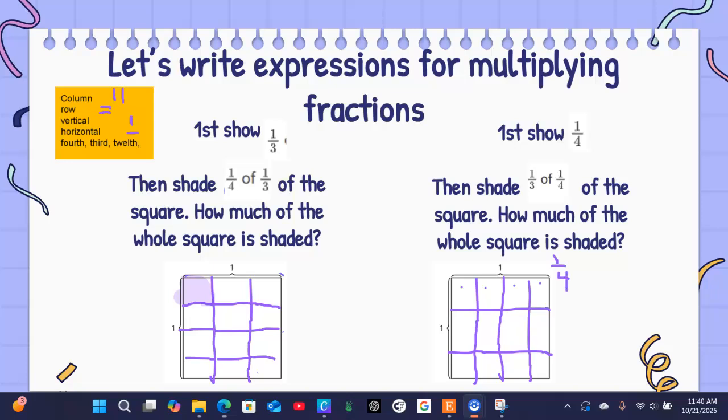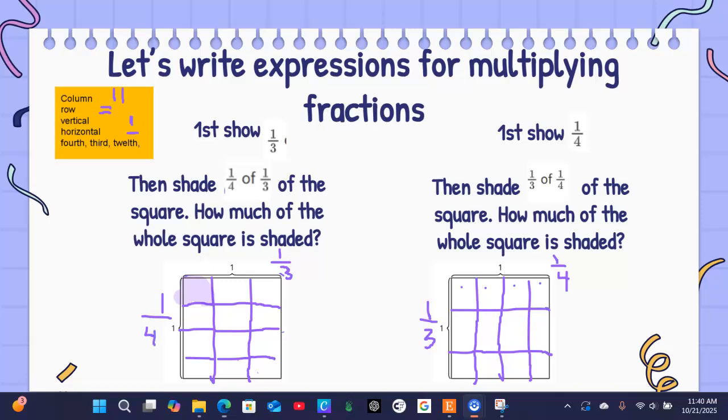And we're going to look at our side. We have 1, 2, 3. That would be 1/3 right here. Let's do our same label over here. We have 1, 2, 3. We'll label this side 1/3. And let's count this one up. 1, 2, 3, 4. We'll have 1/4 right here.